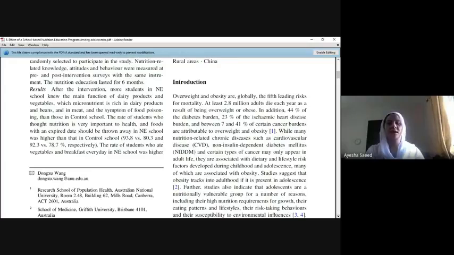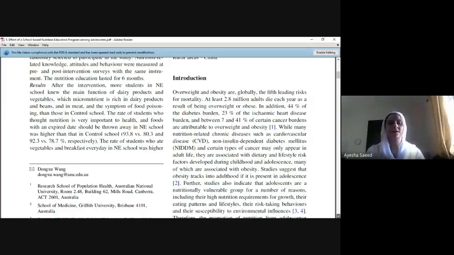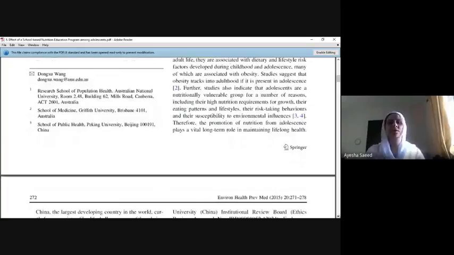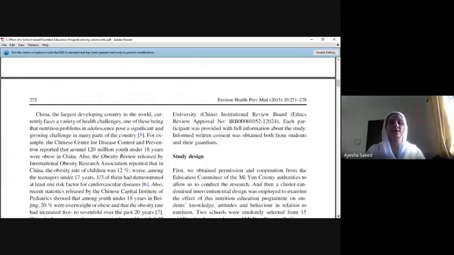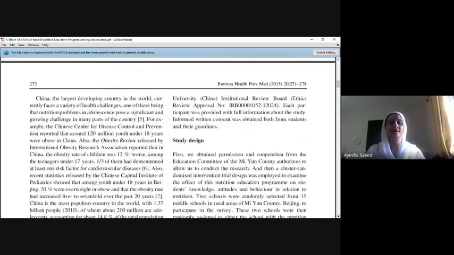As adolescents are influenced by peer pressure, by advertisements, by their need to stay in the group, they are easily influenced, and that has been leading to overweight and obesity among adolescents that leads to chronic diseases in adulthood. Therefore, the promotion of nutrition from adolescence plays a vital long-term role in maintaining lifelong health. So now they have developed the rationale that the diseases occurring in adulthood start from adolescence. That's why there's a need for providing nutrition education to adolescents.